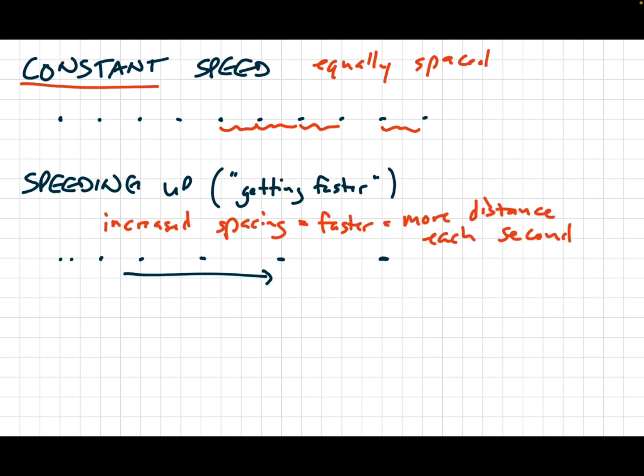And if it's moving to the right, if it's moving to the left, then of course what we're going to see is these little tiny gaps between each dot will get bigger and bigger and bigger in the leftward direction right there. So speeding up means you're gaining more ground every second, and the way we represent this on a dot diagram is that the dots would get further apart.